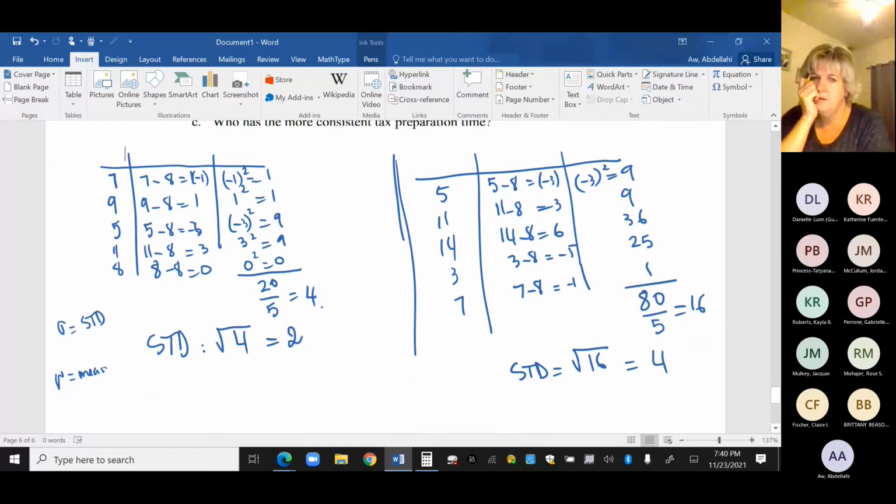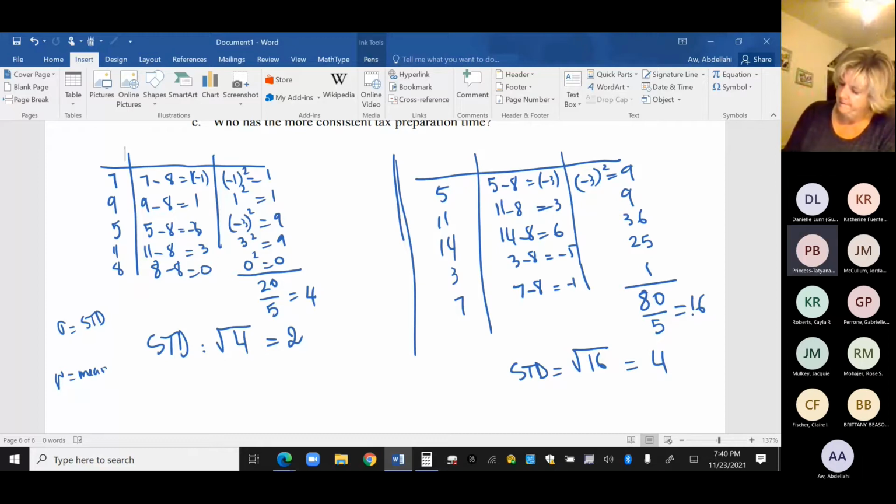Is it the first accountant or the second one? The second. The second one has the highest standard deviation, which means the average is 8 hours of preparation, but it can go all the way to 12, 8 plus 4 is 12, or all the way down to 4 hours, right? Sometimes he completes preparation in only 4 hours. Sometimes he goes all the way to 12 hours.